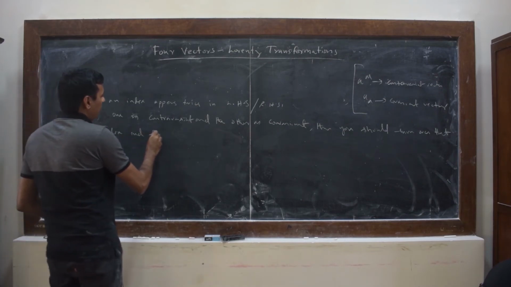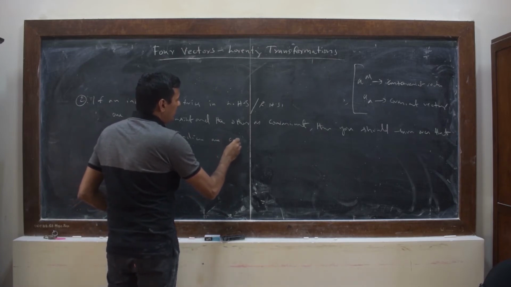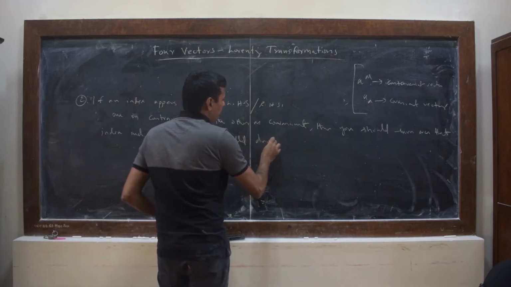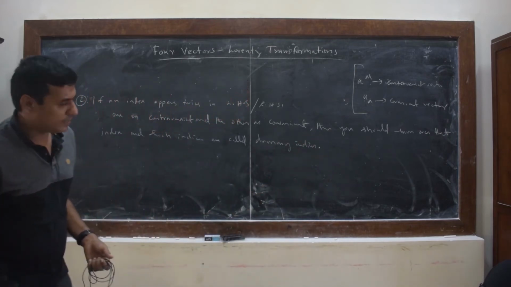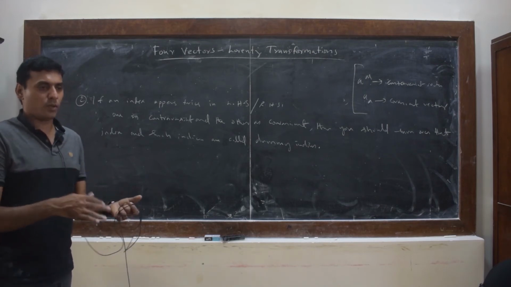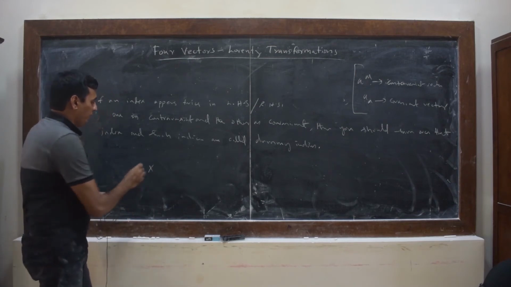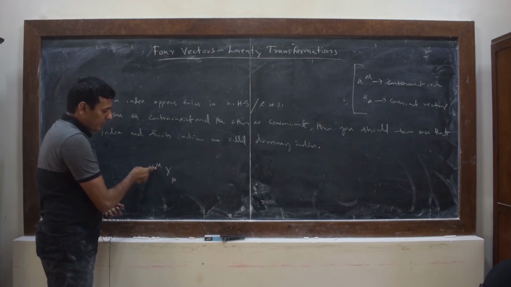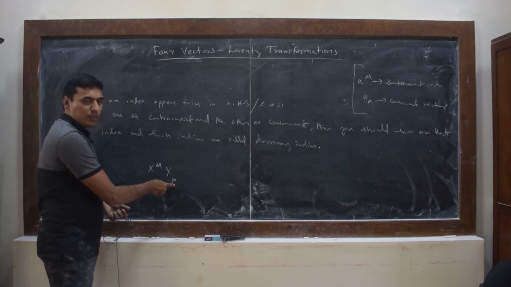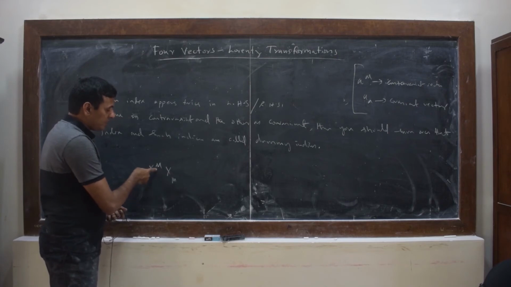And such indices are called dummy indices. So, what it says is that if an index appears twice in LHS or RHS, say mu, I can write x^mu x_mu. You can see that the index mu appears twice, one as a contravariant index and the other as a covariant index. In such cases you need to sum over it.